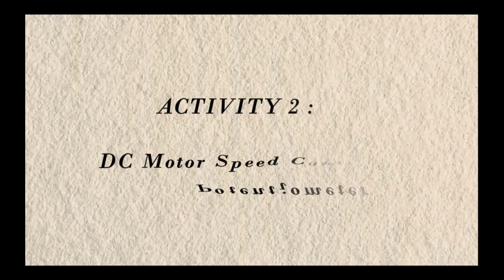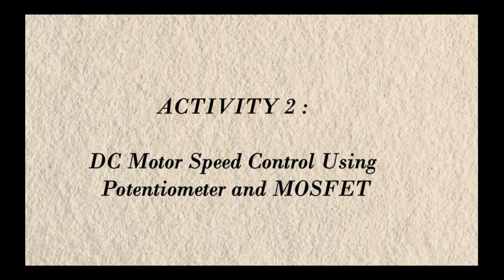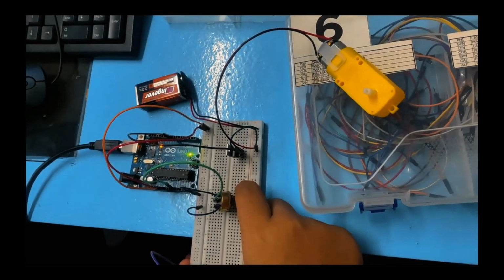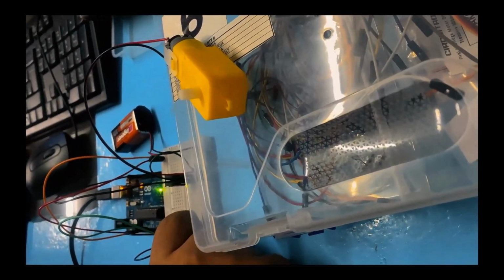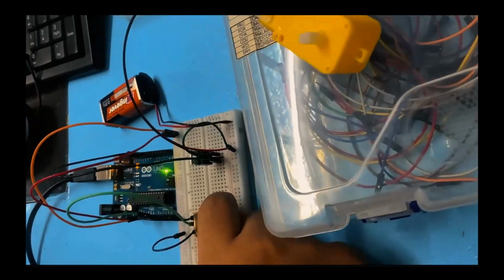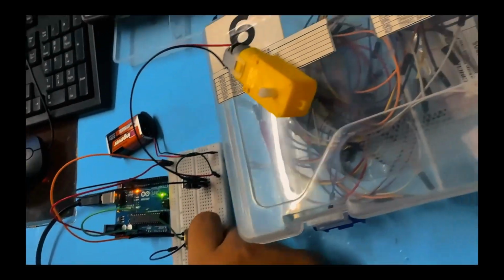DC motor speed control using potentiometer and MOSFET. Instead of simply turning the motor on and off, to control the motor speed, use a potentiometer. Always double-check your wiring before connecting to the ports to prevent mistakes.